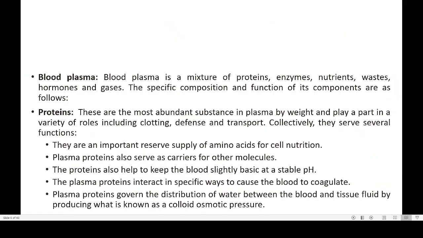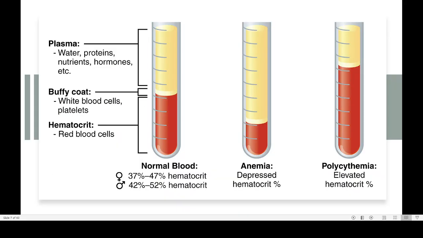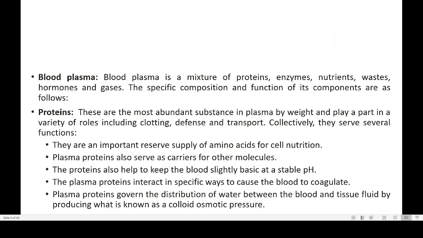Now as you can see, the second portion is the blood plasma. It is actually a mixture of protein, enzyme, nutrients, waste particles, hormones and gases. Even though we call it by the name blood plasma, we may say water, protein, nutrients and hormones, but it is more complicated than that simple definition.